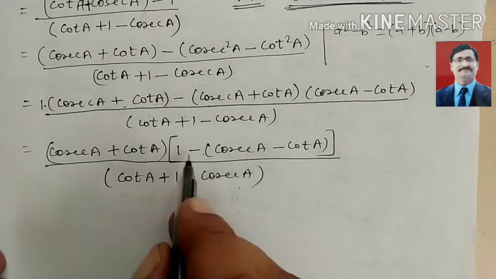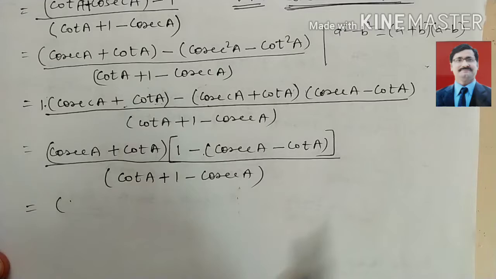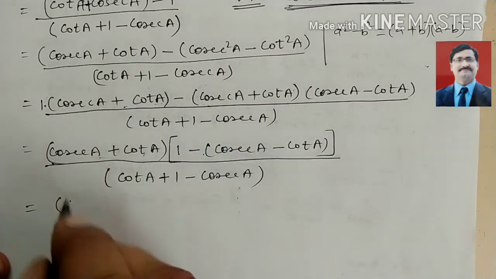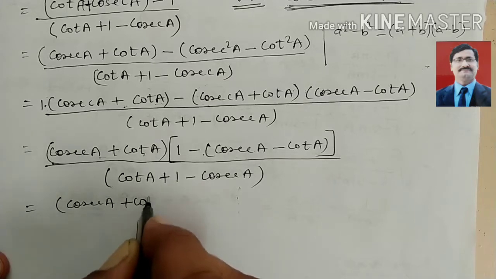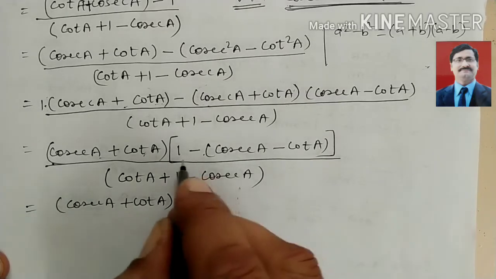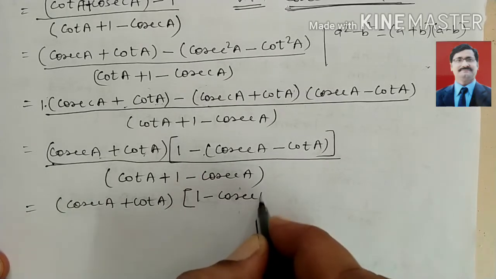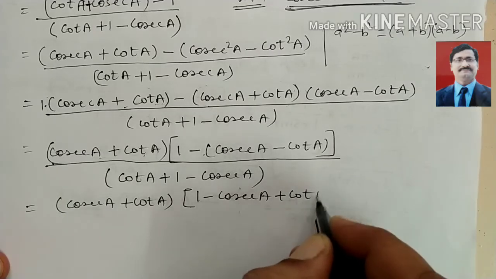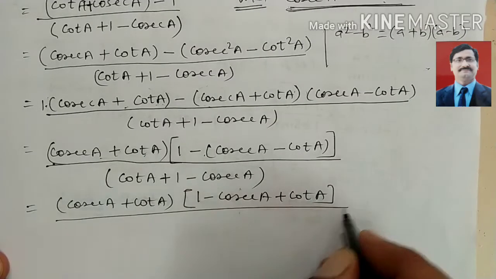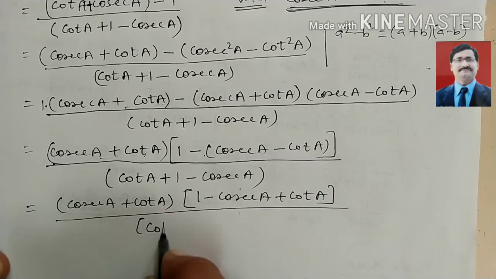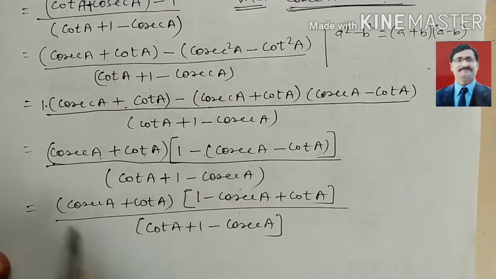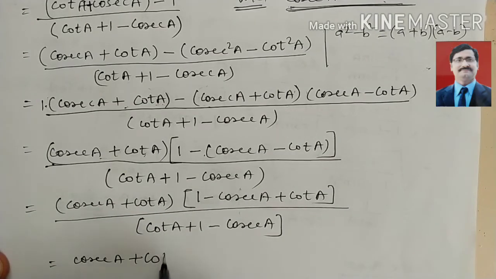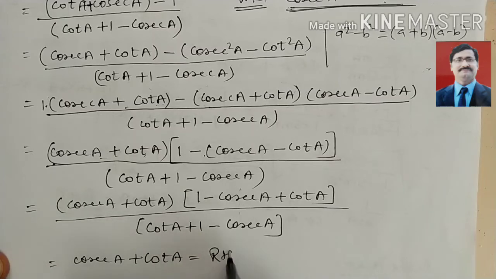Now all of you look here, this you have to open the bracket. What is the answer? The answer is cosec A plus cot A, which means this should cancel. So you write here cosec A plus cot A bracket 1 minus cosec A plus cot A. Look here, this is the important term we have here, cot A plus 1 minus cosec A. Now this is our answer, cosec A plus cot A is our answer, which means our right hand side is this part.